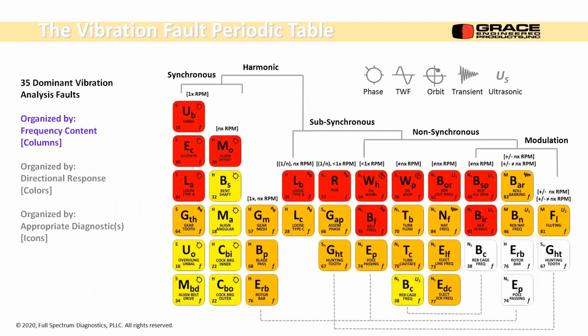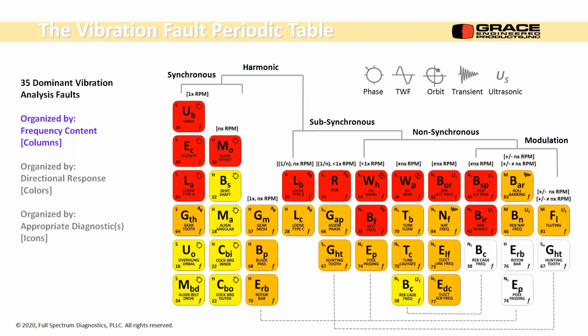The vibration fault periodic table is a structure and method. It's a sorting mechanism with basically three different steps. First, we sort the vibration by frequency content: synchronous, harmonic, sub-synchronous, non-synchronous, and modulation. These are all the columns on the table.